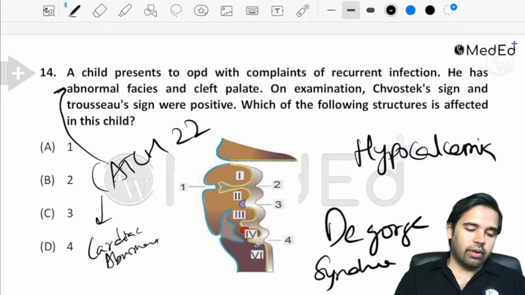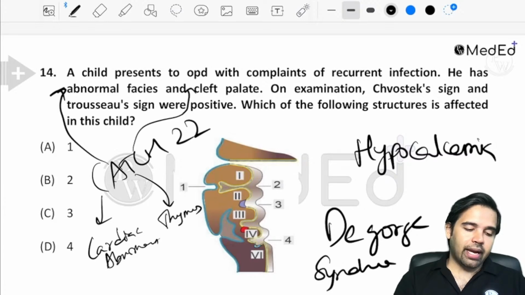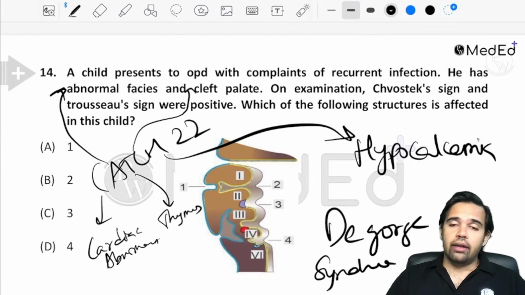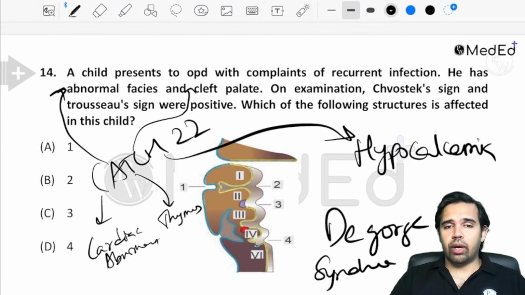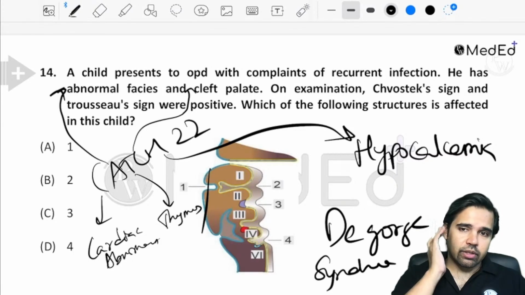A is abnormal faces, hypoplasia of the thymus gland. C is cleft palate, H is hypocalcemia, and the 22nd chromosome. Okay? And this is usually a problem of the third and fourth pharyngeal pouches. So cleft is basically forming the canal.